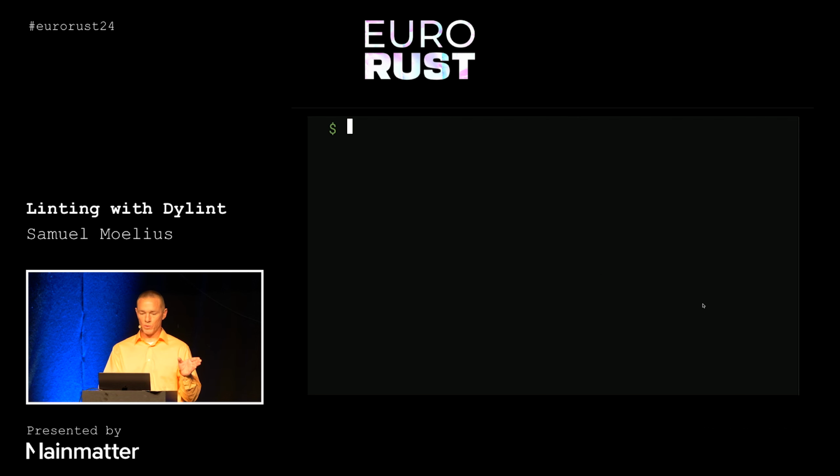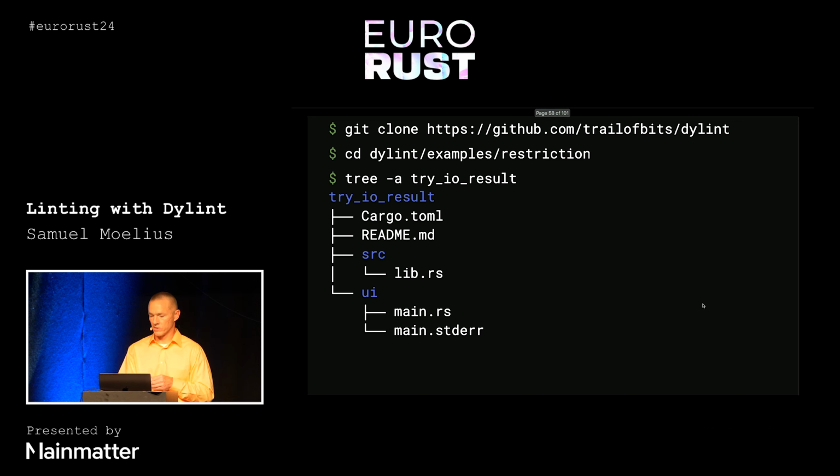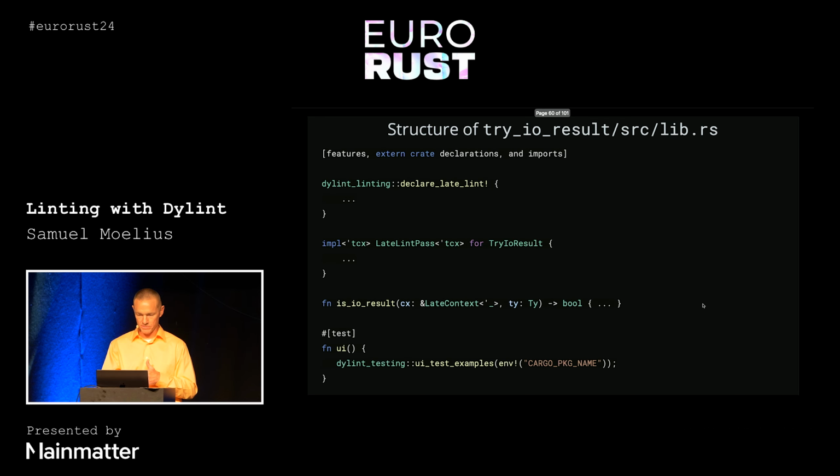So now, if you were to clone the Dylint repository and cd into the Dylint examples restriction directory and look at the structure of the try-result subdirectory, it would look like this. Now, you'll notice that this has a very similar structure to what I showed you earlier. The reason why there are fewer files than what I showed you earlier is because try-result is part of a workspace, and so some of the files I showed you earlier appear in superdirectories as part of that workspace. So the thing we're going to look at in some detail is this file lib.rs.